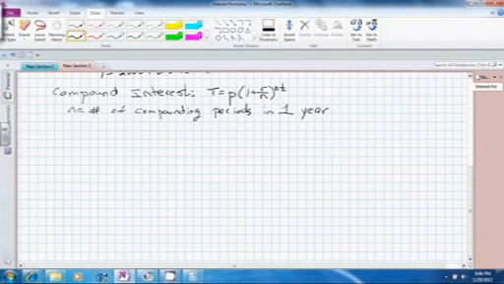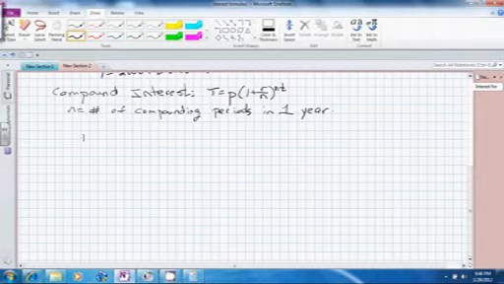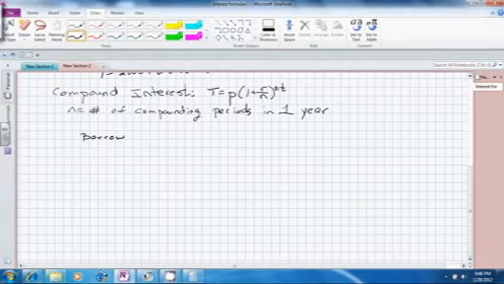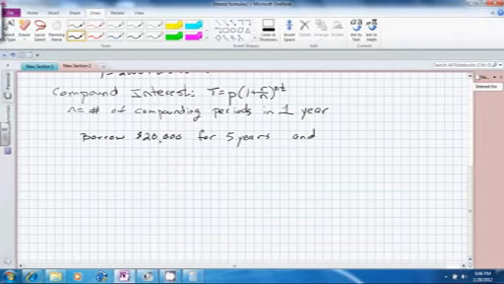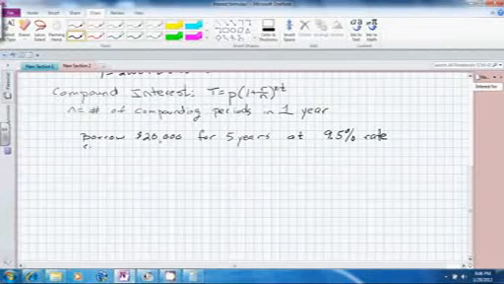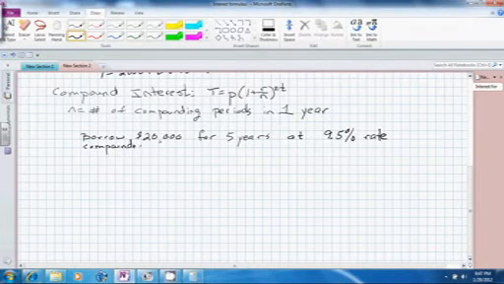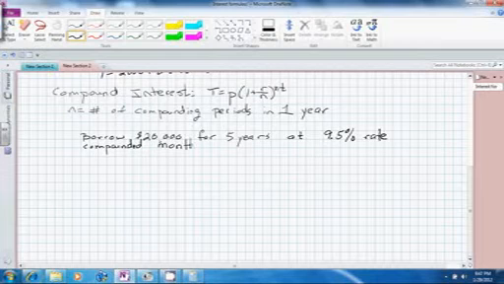Okay? So suppose we borrow $20,000 for 5 years at a 9.5% rate compounded monthly.